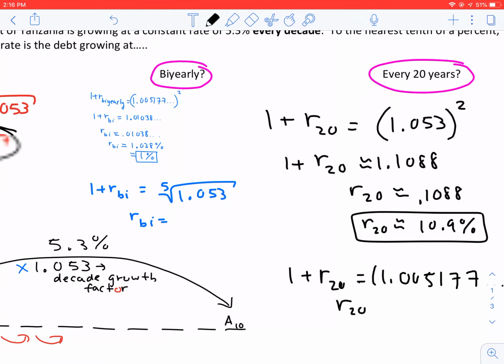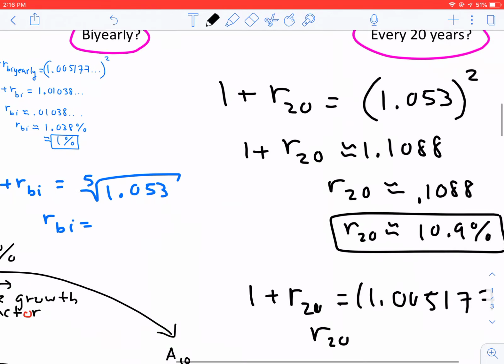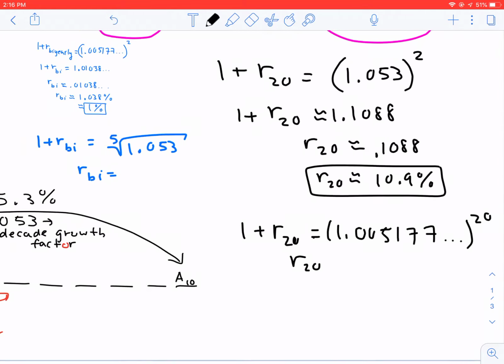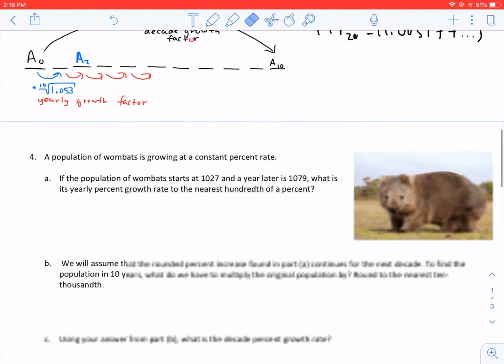We could use the bi-yearly growth rate and think about what power we would raise that to. We raise that to the 10th power, right? And again, we want to use as accurate a value as possible, so something like that to the 10th power would also let us solve for the 20-year growth rate. All right, good. And okay, we'll just leave it at that.